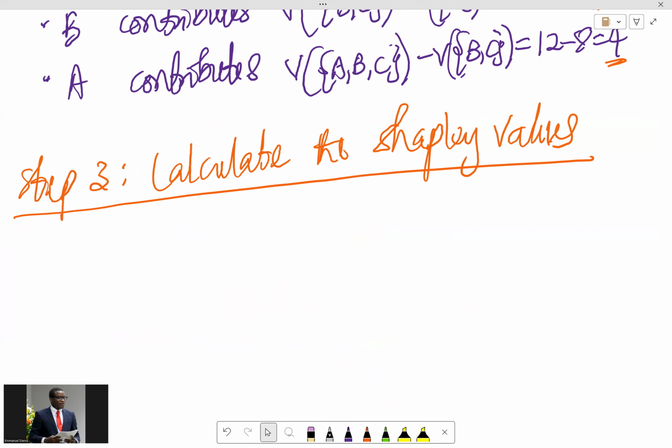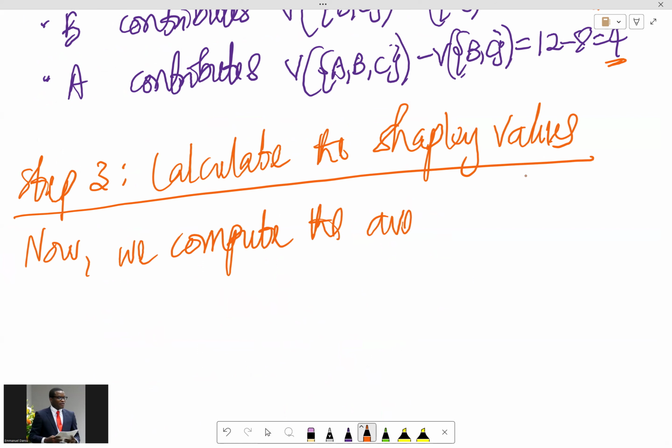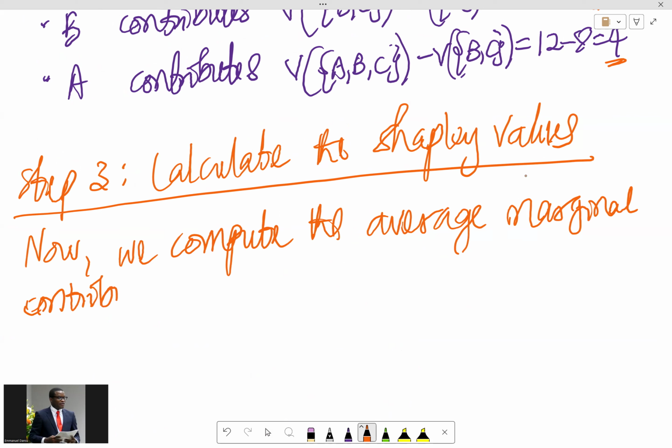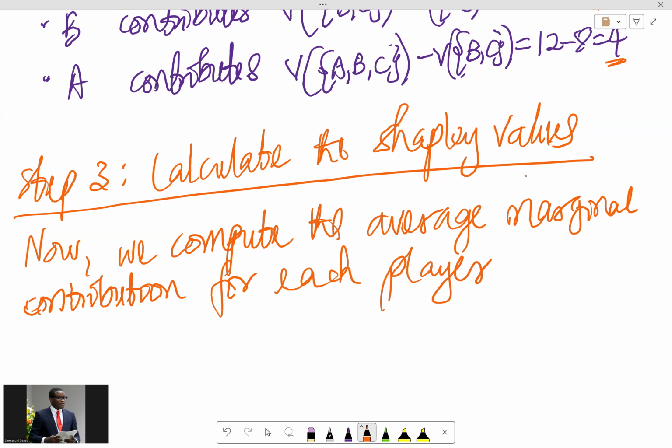Now we compute the average marginal contribution for each player. Average marginal contribution for each player. Okay, that's what we do first.